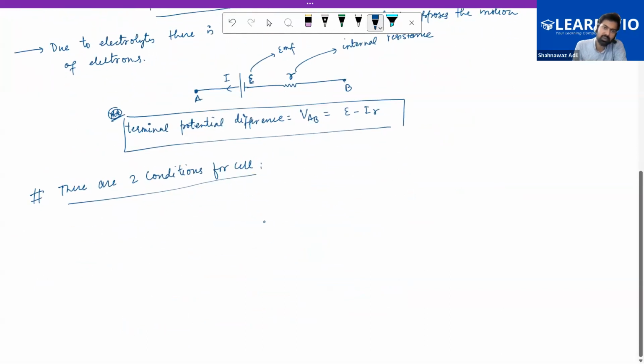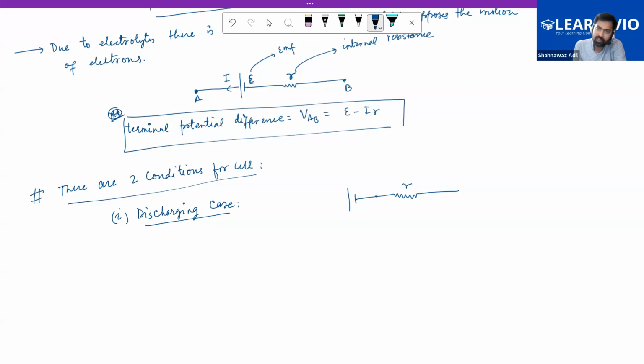So there are two conditions for a cell. One is the discharging condition. In the discharging case, this cell will be providing the current, right? So you have this cell and this internal resistance, and the current is coming out of this. Then you calculate the terminal potential, so that would be E minus Ir. This is the discharge, that is what we were talking about.